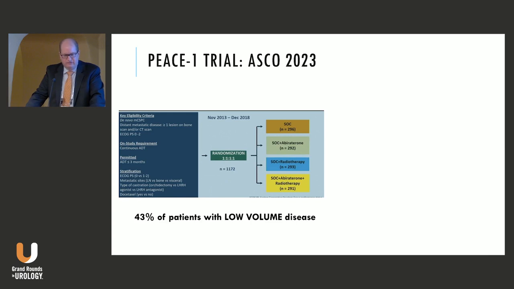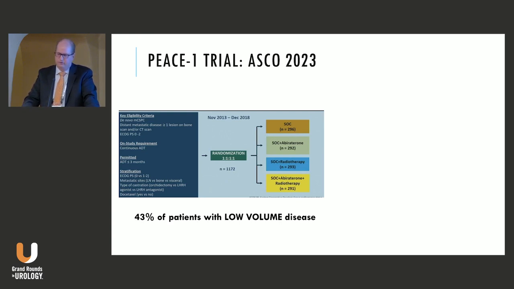The last phase 3 trial that's been presented is the PEACE-1 trial, which was presented at ASCO this past year. This was a somewhat smaller trial than STAMPEDE, a little over 1,100 patients total. There were 2 randomizations here, 1 randomization to abiraterone added to standard systemic therapy. Standard systemic therapy could be LHRH agonist or castration with or without docetaxel. So there was a randomization to abiraterone or not, and then there was also a randomization to local radiation or not. So that's how you end up with the 4 arms there.